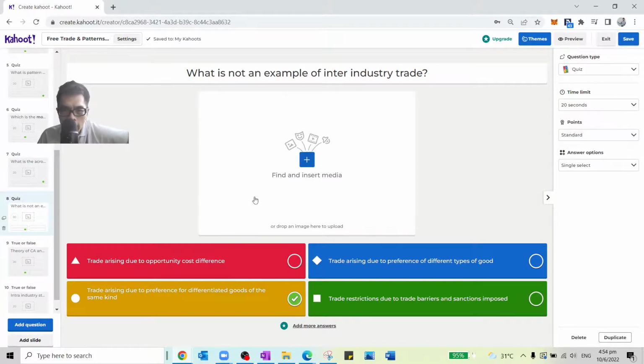What is not an example of inter-industry trade, you see? Okay, differentiated goods means that they are similar. So this is intra-industry trade. So the rest, the red one stands for F, factor endowment. Different factor endowment result in different opportunity costs. Taste and preference. Trade barriers.